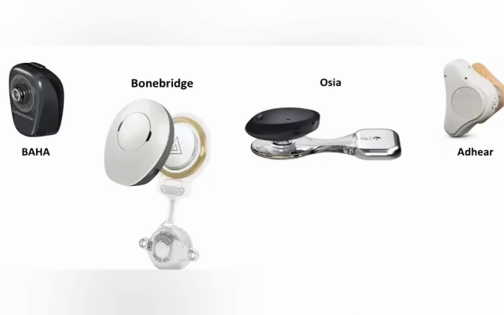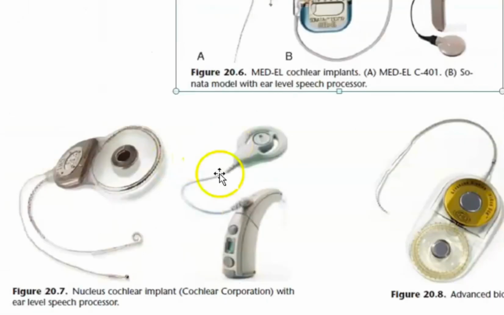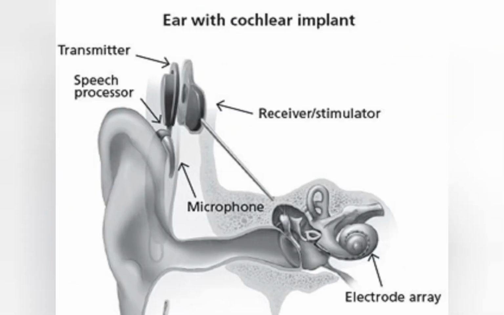A BAHA is a surgically implantable device that vibrates the cochlea. It is very useful if there is persistent discharge and you cannot use the air conduction aids. The next is the cochlear implant. The implantable device can be a cochlear implant or a brainstem implant.